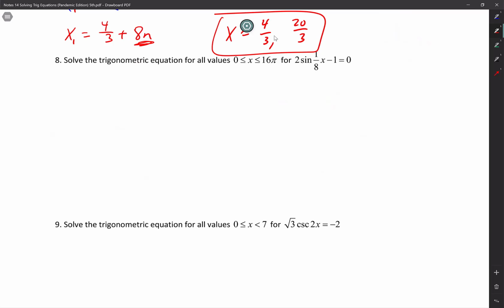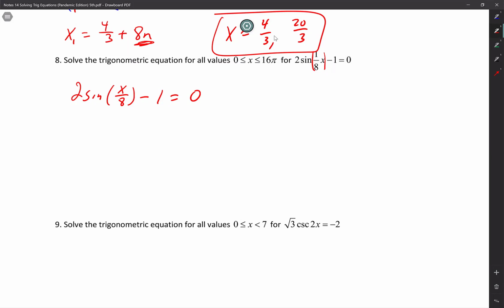All right, question 8. Solve the trig equations for all values between 0 and 16 pi for 2 sine 1/8 of x. I'm going to rewrite that as 2 sine, x over 8, minus 1 equals 0. And there it is. I just rewrote it. A lot of authors have bad habits of not putting parentheses there, and that's fine. But I think we should start as mathematicians writing parentheses there.